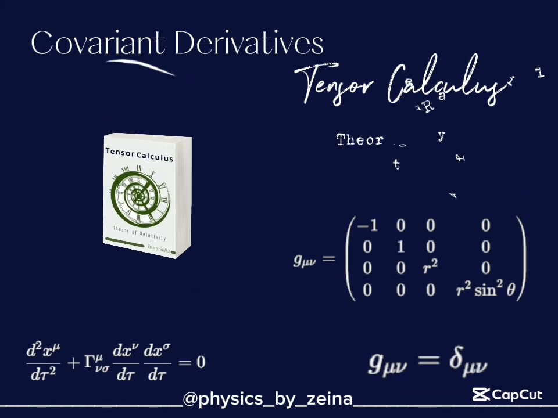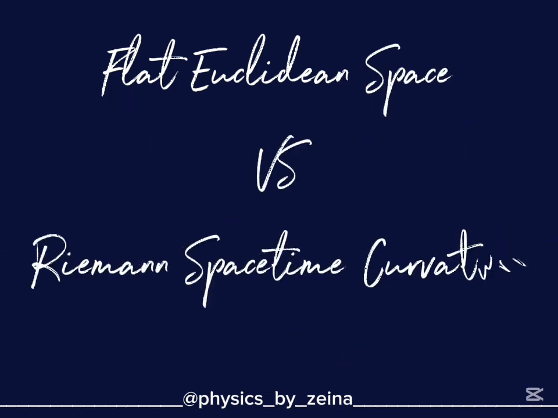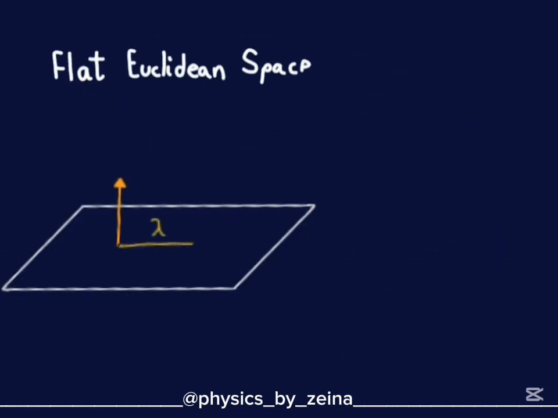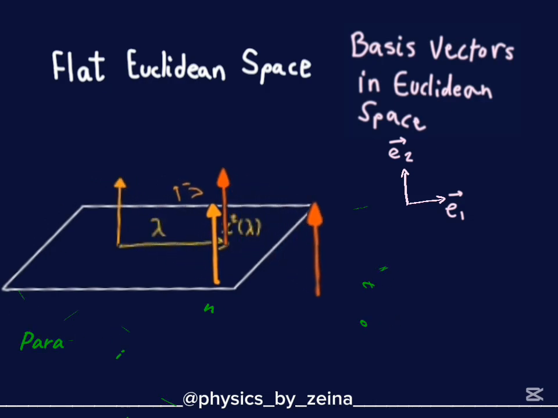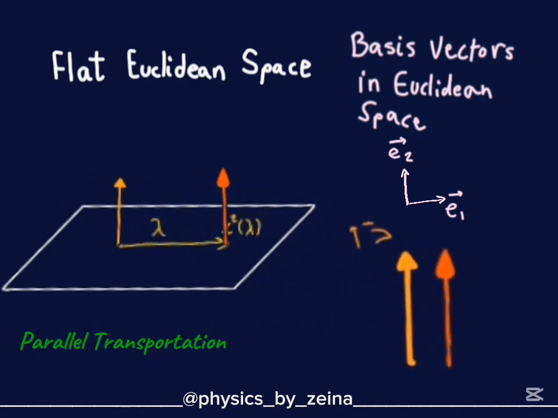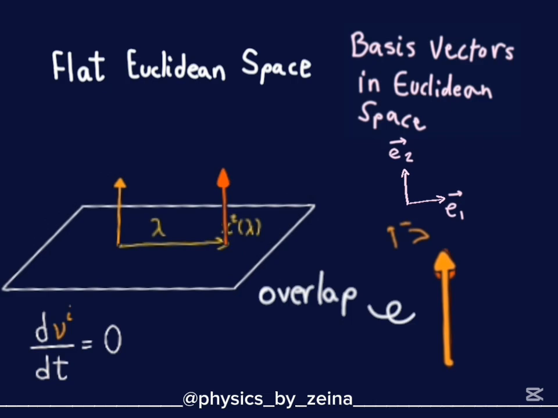Covariant derivatives from my book, Tensor Calculus and the Theory of Relativity. In a flat Euclidean space, moving a vector from one point to another in Cartesian coordinates doesn't change its components. Its magnitude and direction are preserved, meaning that the vectors remain parallel under parallel transportation. Thus, the derivative of the vector component is zero.